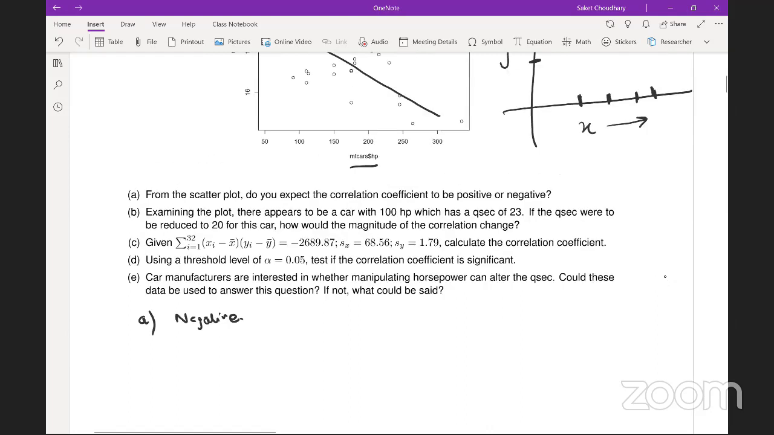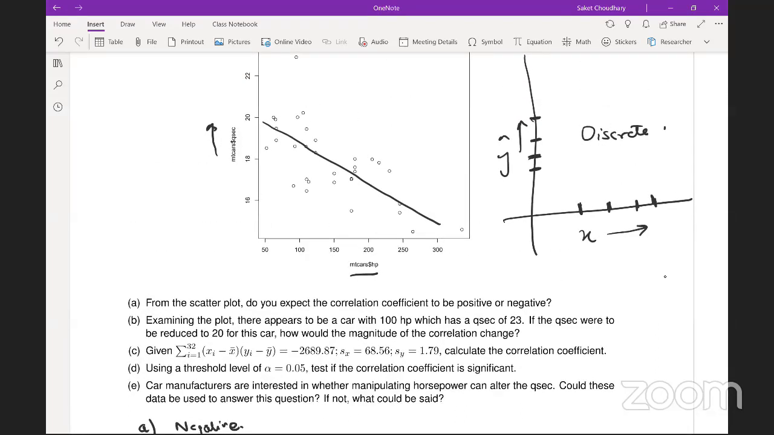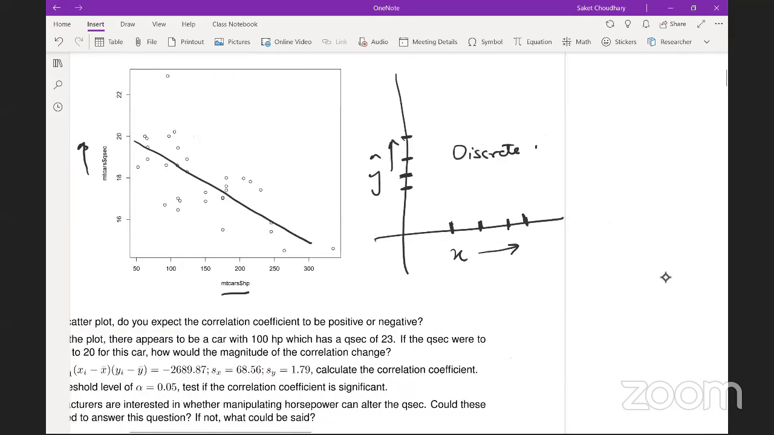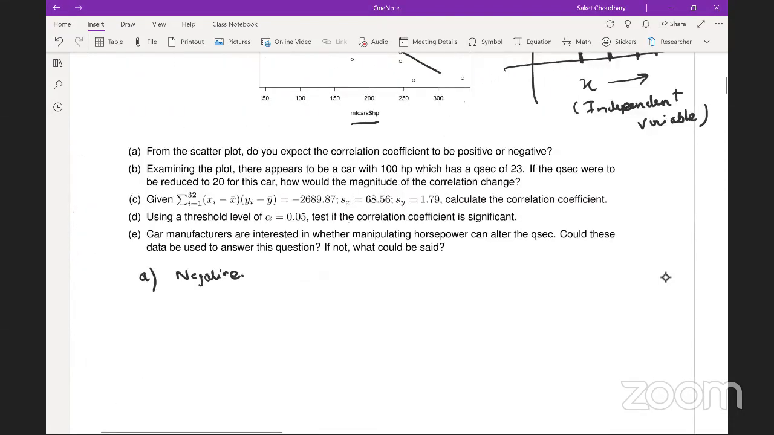One more note about what's plotted. Generally when you're plotting, X is your independent variable, okay? And Y is your dependent variable. So in some sense, we are saying that Y varies with respect to X, okay? However, when we calculate the correlation, it does not matter whether you're calculating the correlation of X with Y or Y with X. It's essentially equal, okay? So this is negative.